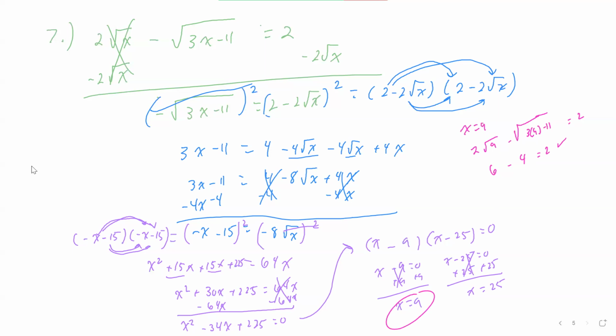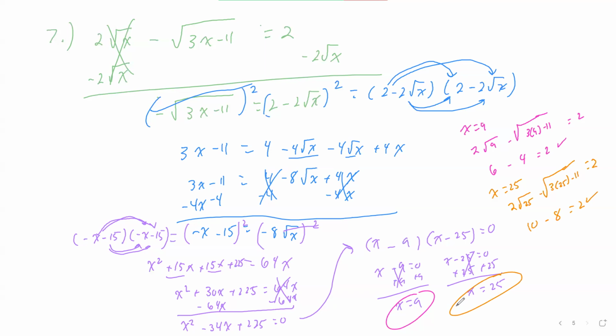Now let's try x equals 25. So this becomes 2 times square root of 25 minus square root of 3 times 25 minus 11 equals 2. Square root of 25 is 5. 5 times 2 is 10. 3 times 25 is 75. 75 minus 11 is 64. Square root of 64 is 8. 10 minus 8 is 2. So that one works out too. But again, you always have to check.